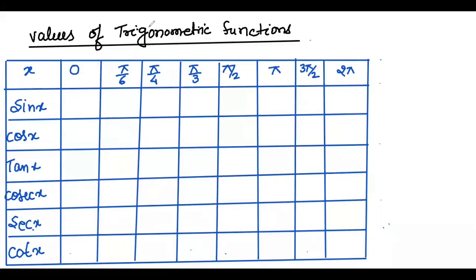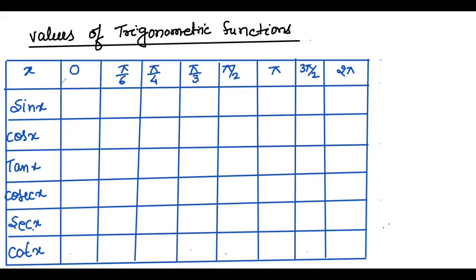In class 10th, we have discussed values of trigonometric ratios. It means in terms of degrees: 0 degree, 30 degree, then 45 degree, then 60 degree, 90 degree, like that. So here also we'll discuss the same values, but these are called trigonometric function values. So we'll start with 0, pi by 6, then pi by 4, pi by 3, pi by 2, pi, then 3 pi by 2 and 2 pi. Radian form we will discuss here.